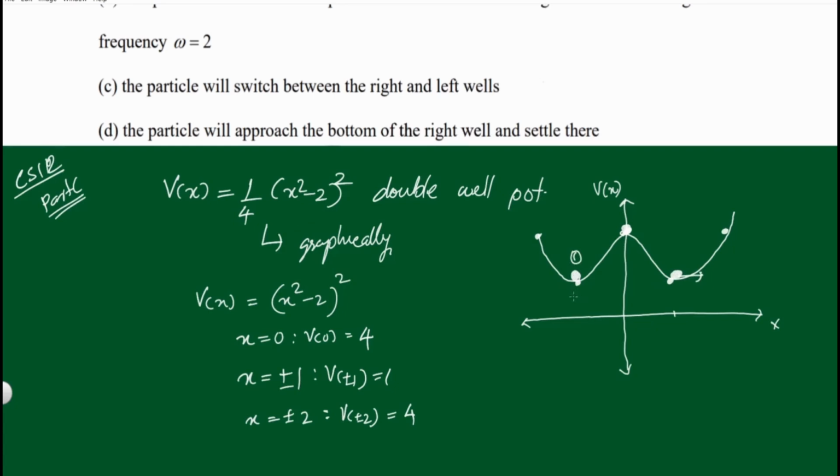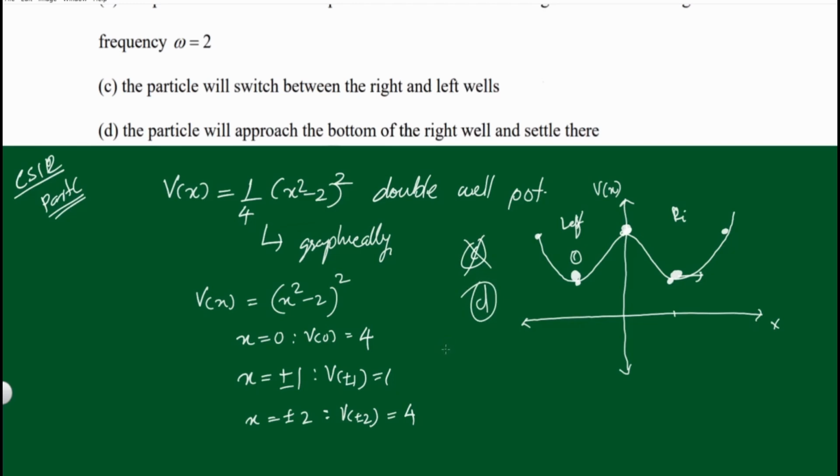Now right away you can exclude two options. See, option C is that the particle will switch between right and left wells. This is the right well, right? And this is the left well. Here you can see in between there is a high potential. So for an infinitesimal displacement, this particle cannot go to the other well. So option C is wrong. It will not switch between left and right wells. So C is wrong.